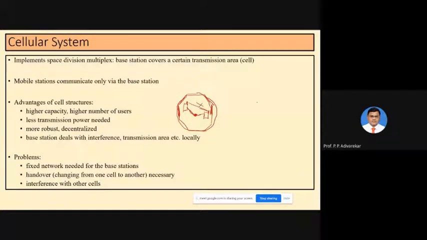Then, since we are defining the entire region in different cells, let's take an example of 3 cells. I'll draw 3 cells here. This is cell number 1, suppose. This is cell number 2, and this is cell number 3. It is in hexagonal shape. Each cell is associated with one base station. So here one base station is there, here one base station is there, and here one base station is there. Base station is our provider of the communication channel.